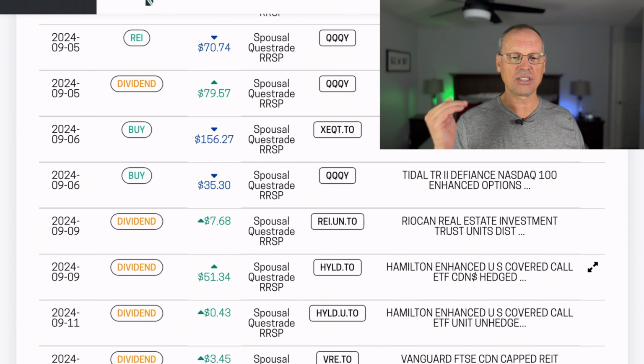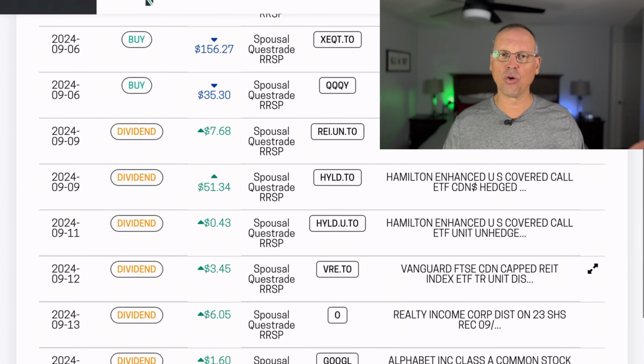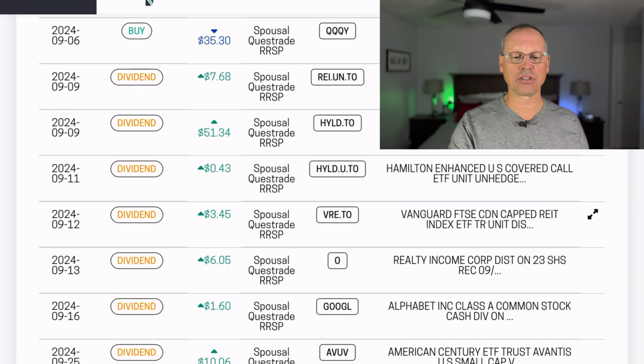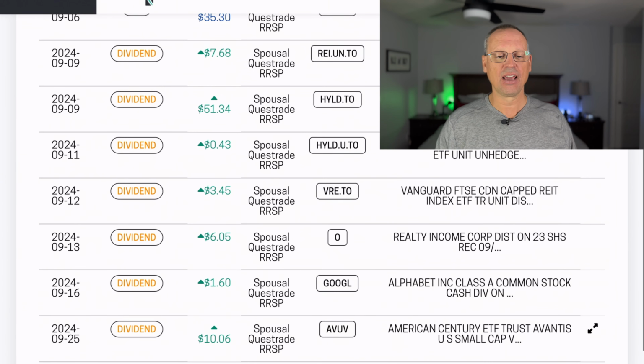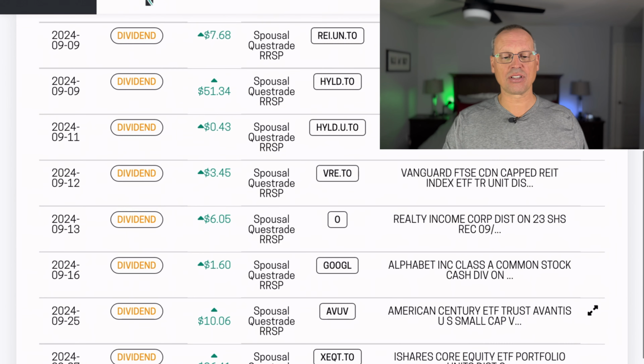Now looking down the page, many of my other positions paid out, and most of them are not set on DRIP. So we can see REI paid out $768, HYLD, the biggest position as far as dividends go, at $51, HYLDU, which is the American version of HYLD, only 43 cents. It's not a very big position right now for me. VRE at $345, O at $605, Google at $1.60. Yes, Google actually does pay a small dividend.